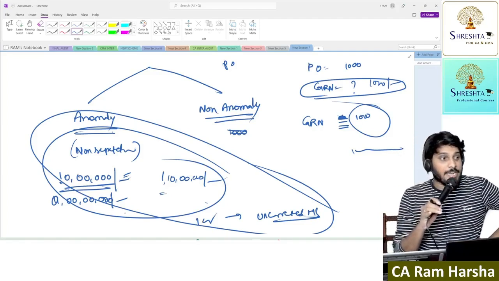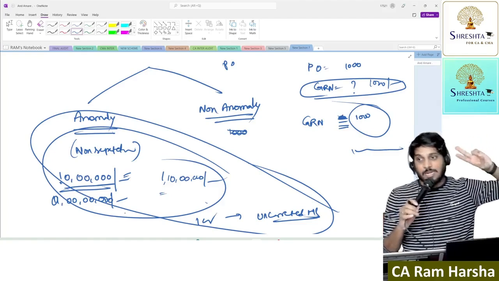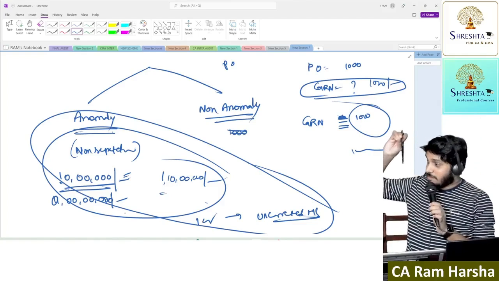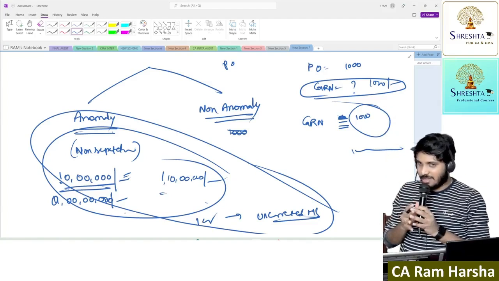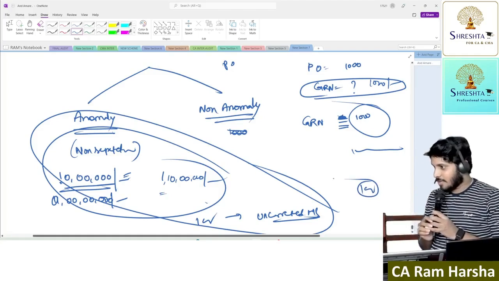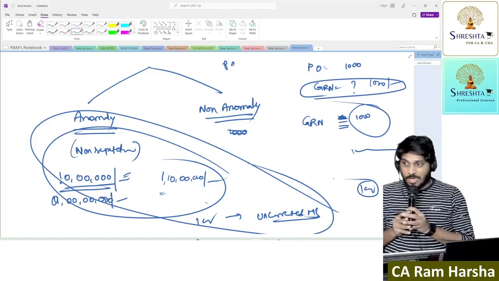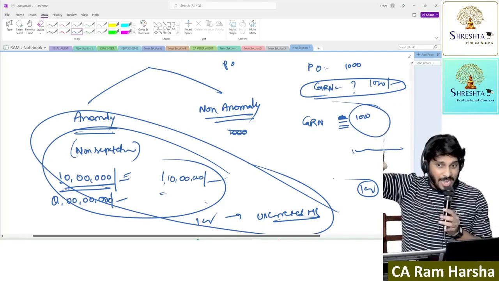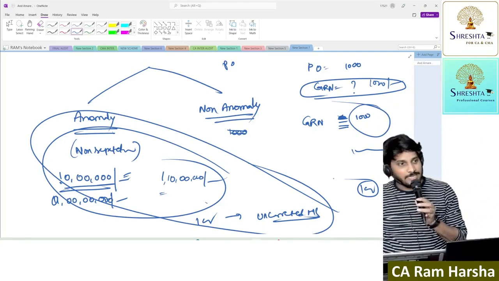What is it called? Non-anomaly, a non-anomalous projection. Now tell me, when I say 100 crore might be the mistake in the population, is it uncorrected or undetected? Suppose I discovered a 1 crore mistake and, based on that, I estimate 10 crore as the total mistake in the population. The 1 crore I discovered, the 10 crore I am estimating. This 10 crore is undetected, because I have not detected it; it is estimated.